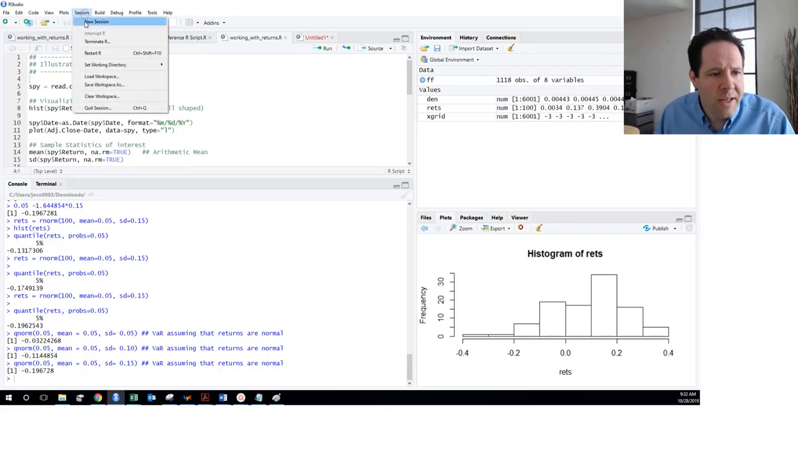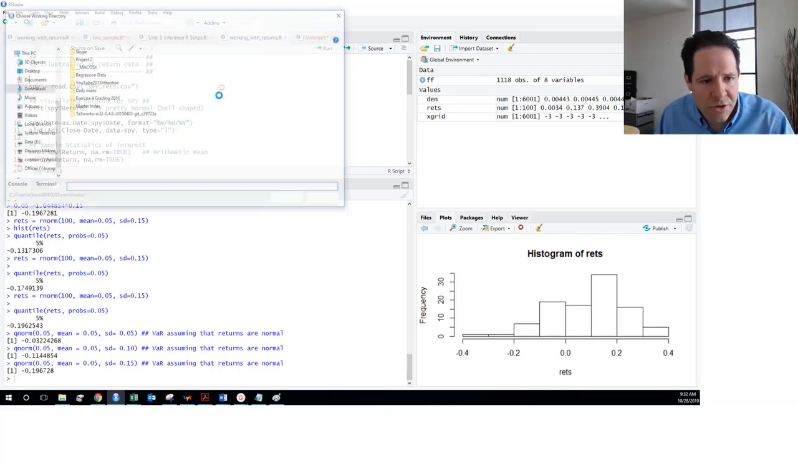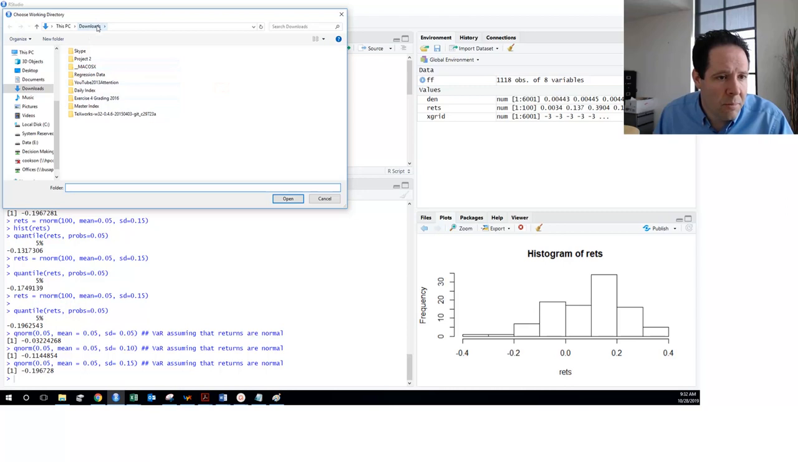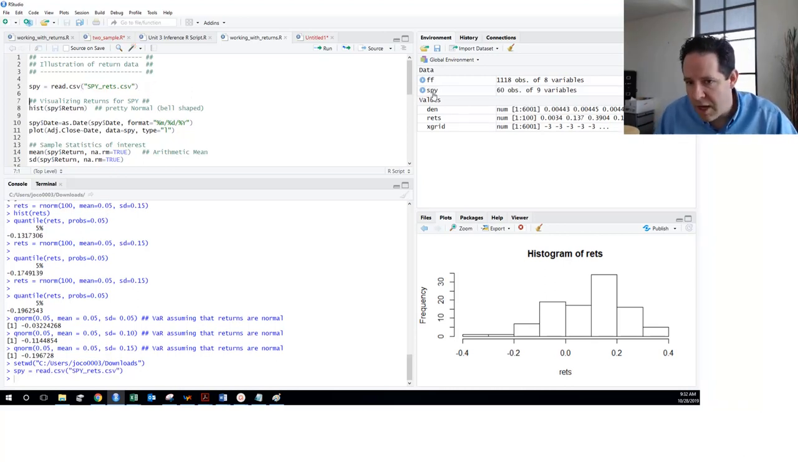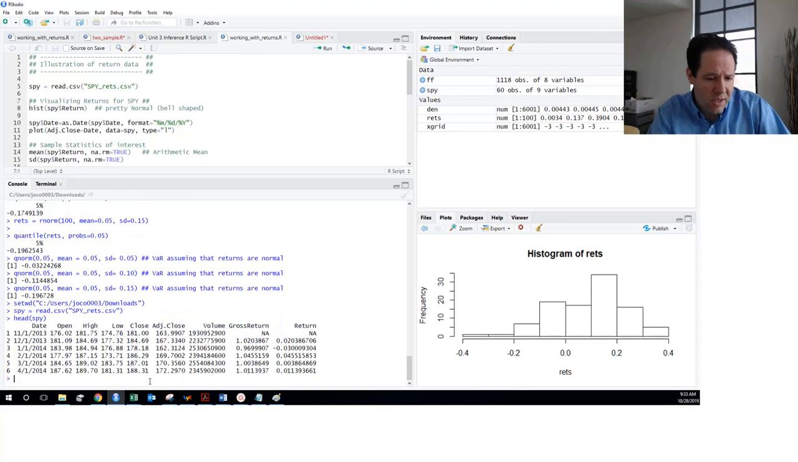Now, to read data into R, we just need to make sure we have our working directory pointed in the right place. I might have this pointed at the downloads folder. You can see this gets me the right working directory to start things. Now I can just refer to the file name and read in this data set called SPY. 60 observations, so 60 monthly holding periods in historical data. There are 9 variables because there's a lot of junk that comes from Yahoo Finance. We can see what these 9 variables are.